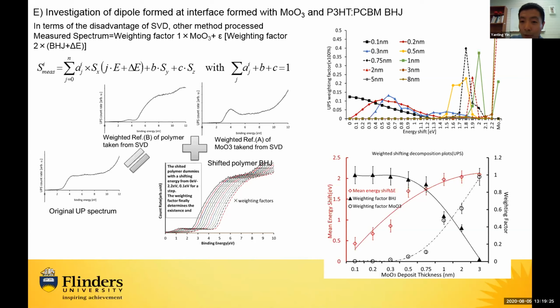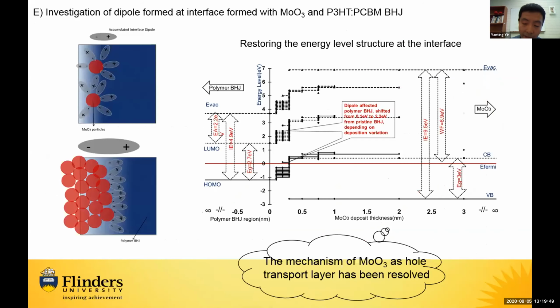On the right side, what we can see is that if we only put 1.1 nanometer of molybdenum oxide on the surface, the dipole shift, the energy shift, is very small in terms of the energy shift distribution. However, at 1 nanometer, 0.75 nanometer, and 2 nanometer, the energy shift is very sharp, at least 2 electron volts. So this gives us a very full image of what really happened at the interface.